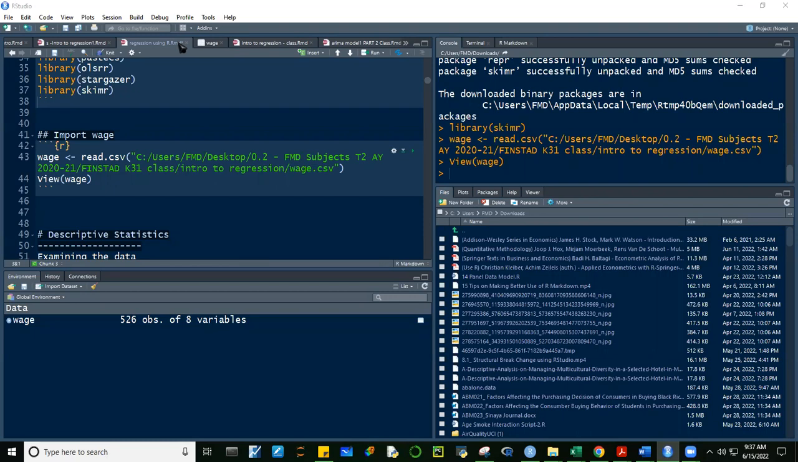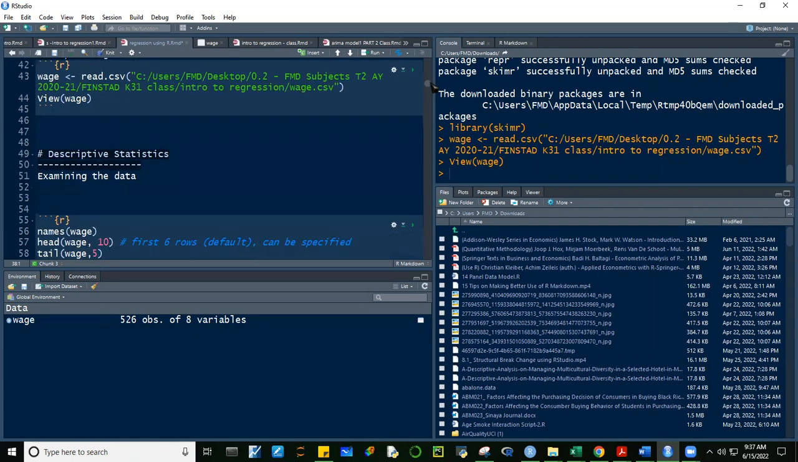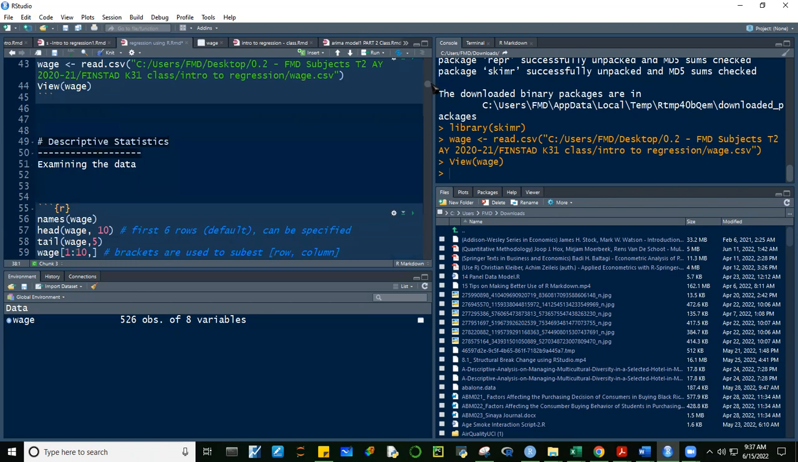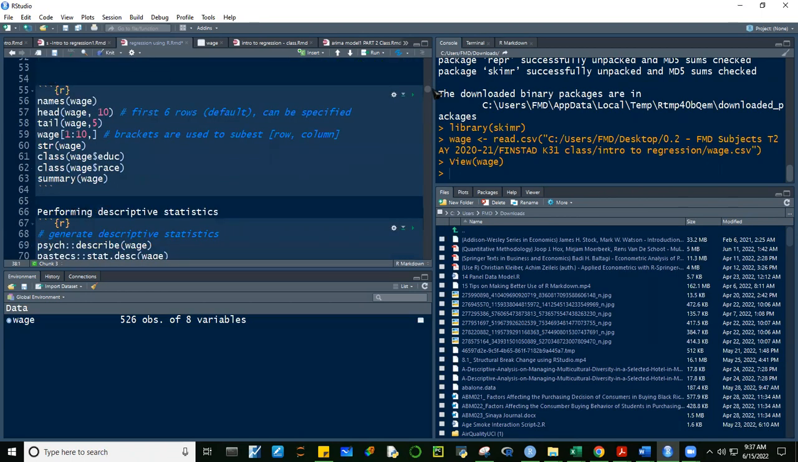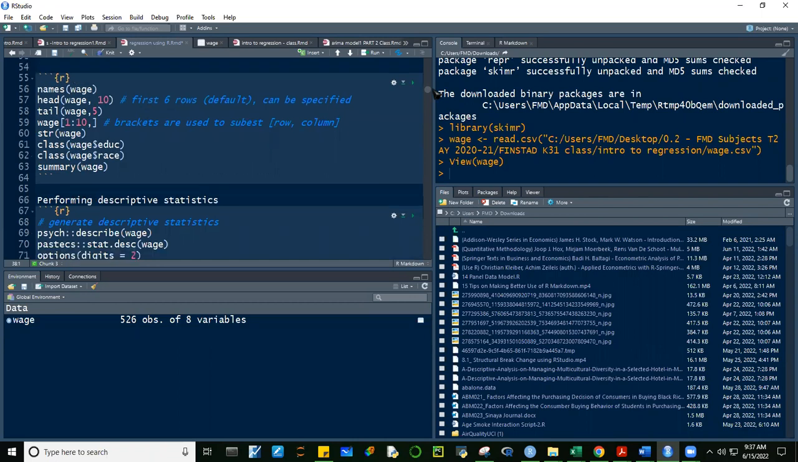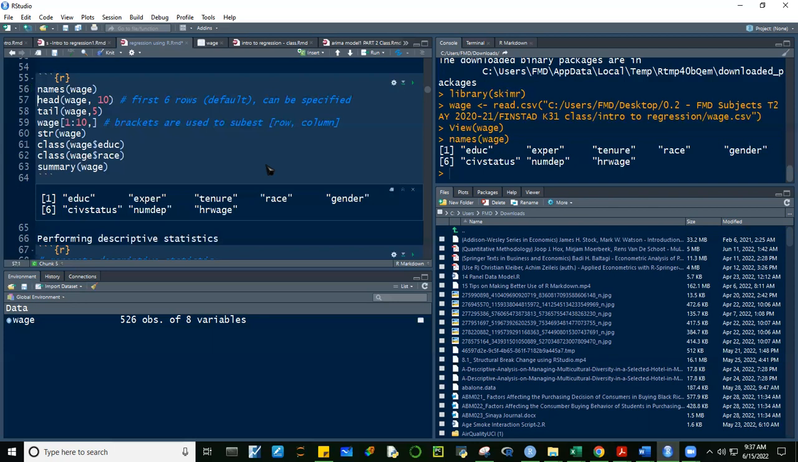Today we're going to continue our discussion on linear regression. Last time we started learning how to use R to do linear regression. We're using the wage data set. As we discussed last time, it has 8 variables: education, experience, tenure, race, gender, civil status, number of dependents, and hourly wage.